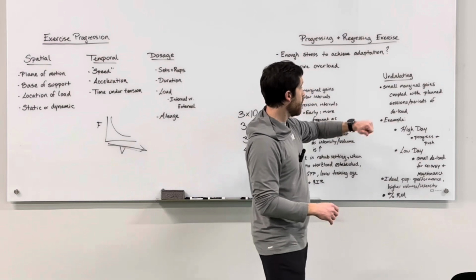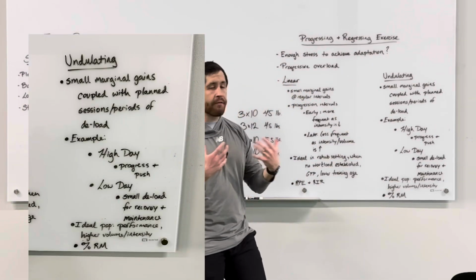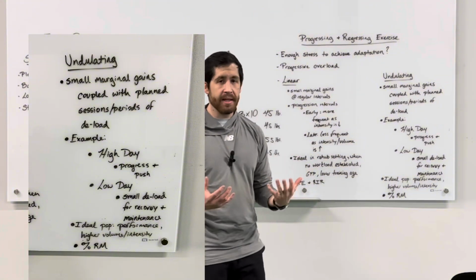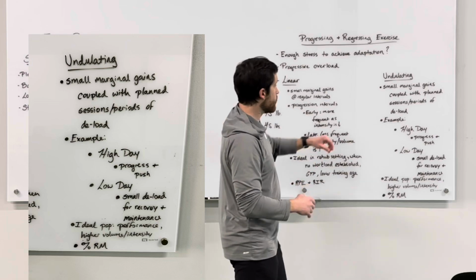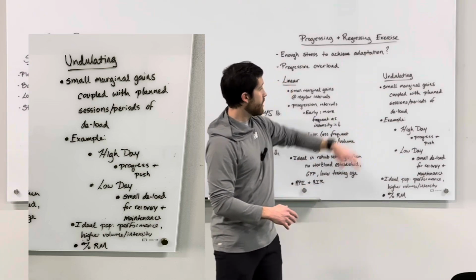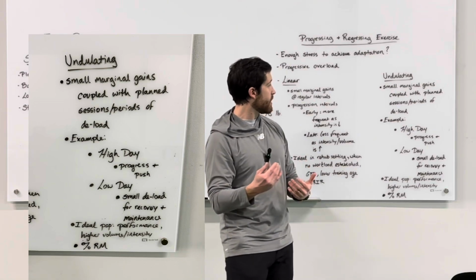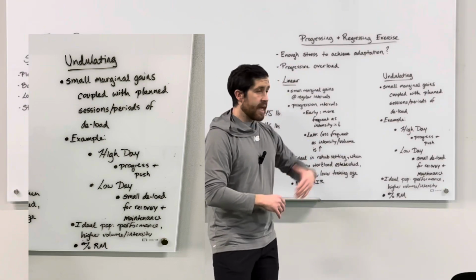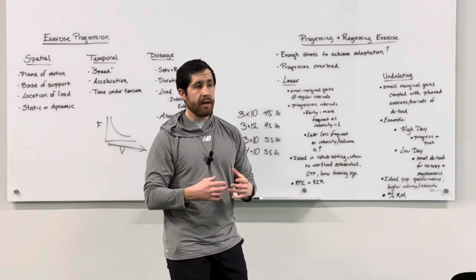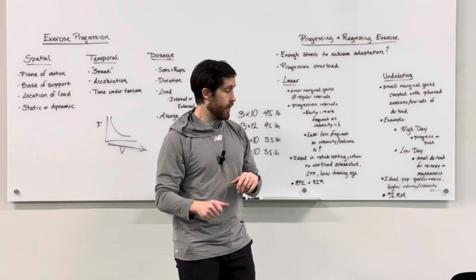And then finally, let's review undulating. We'll spend not as much time on this because not everybody is going to need this aspect of things, but I think it's something important to understand. So undulating periodization is small marginal gains coupled with planned sessions or periods of deload. An example of this might be somebody that is in a performance setting where they have a high day of training and a low day of training.